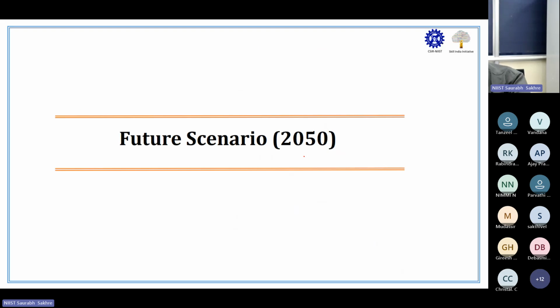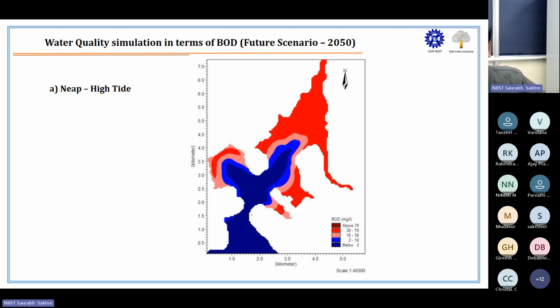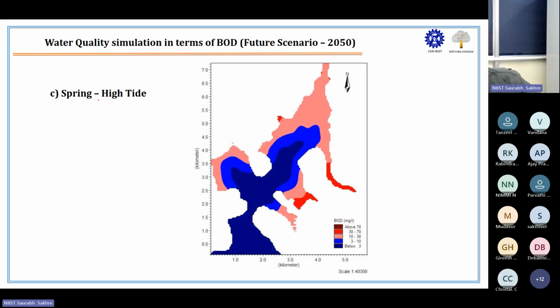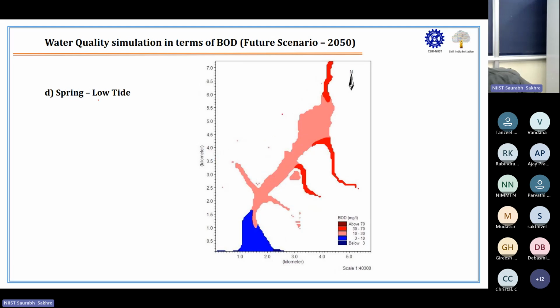Now comes 2050. In 2050, I'm assuming that at least 90% of the water will get treated. Okay, 90% treatment we are achieving, and only 10% we are discharging without treatment. So in that case, you see this area is increasing again, this one 10 to 30, because I have given that much. So this is neap high tide BOD 2050, neap low tide BOD 2050, spring high tide BOD 2050 and spring low tide BOD 2050.